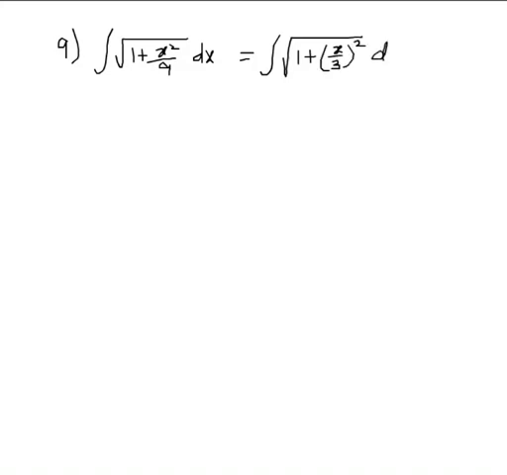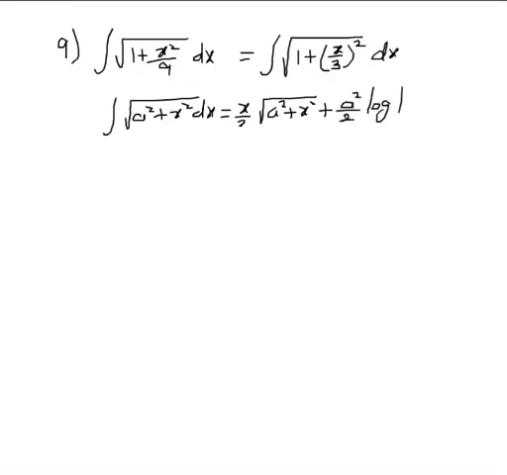Question number 9, very easy question. X square divided by 9. There is no x term here to complete the squares. 1 plus x square by 9 can be written as x by 3 the whole square. And use the formula of root of a square plus x square dx, which is x by 2 root of a square plus x square plus a square divided by 2 log of absolute value of x plus root of a square plus x square, and plus c.